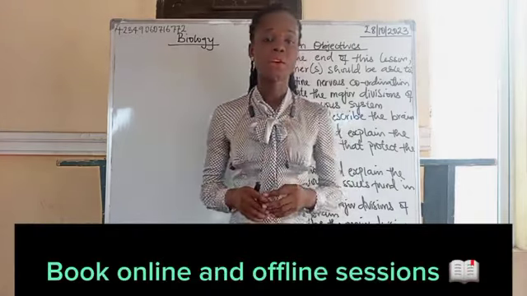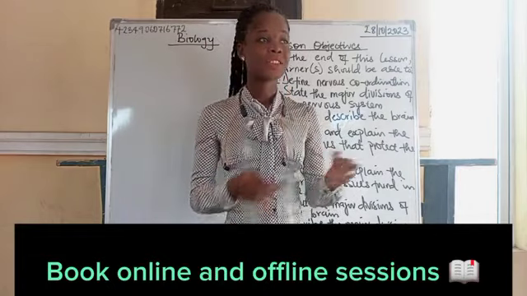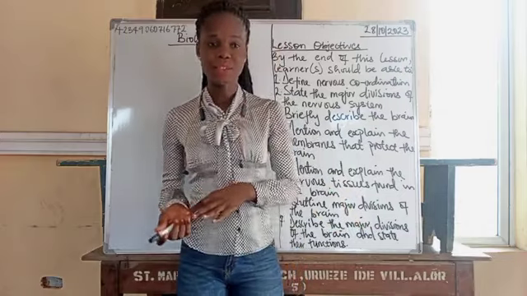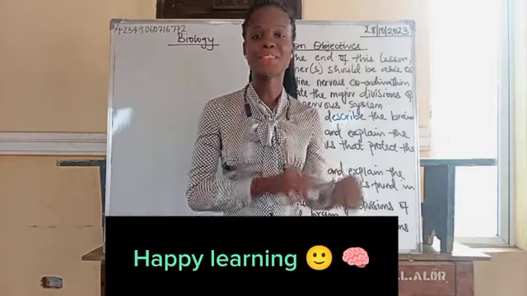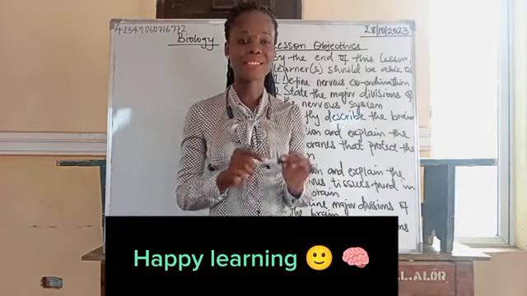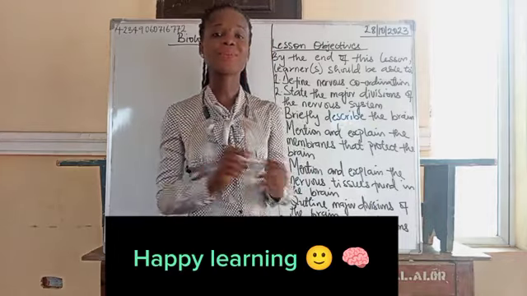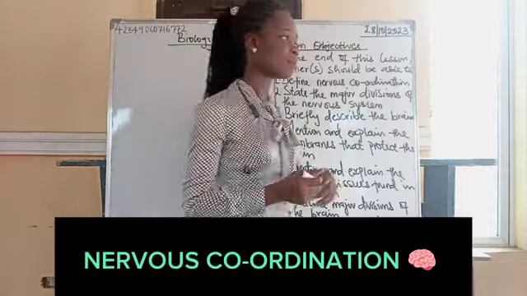In vertebrates, coordination is brought about by two systems: the endocrine system and the nervous system. In other words, the endocrine system brings about endocrine coordination, while the nervous system brings about nervous coordination. And this leads us to the topic we have today, which is nervous coordination.